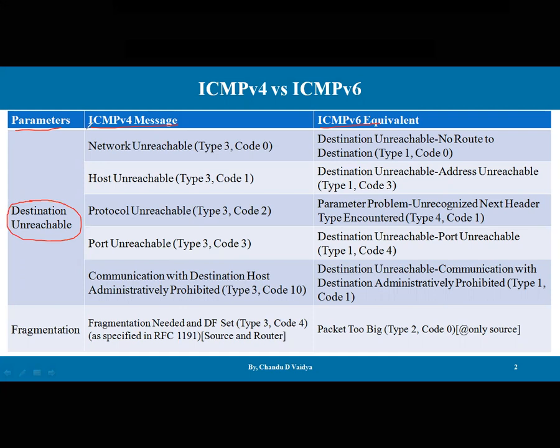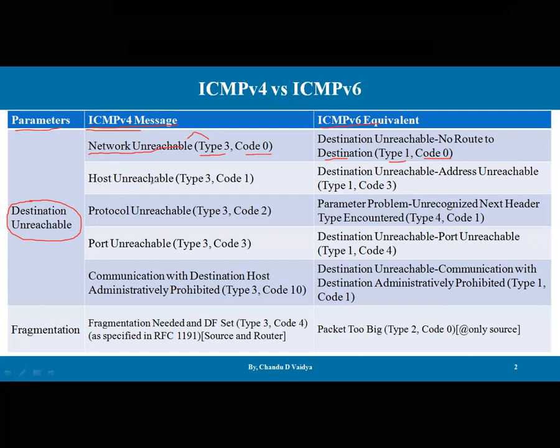Let's talk about ICMP version 4 first. Destination unreachable, say the network is unreachable. Here, network unreachable means there is a type 3 and code 0. In ICMP version 6, destination unreachable, no route to destination, is type 1 and code 0. So the network is not reachable for some reason, and this is indicated by type 3 here, whereas there it is indicated by type 1 and code 0.